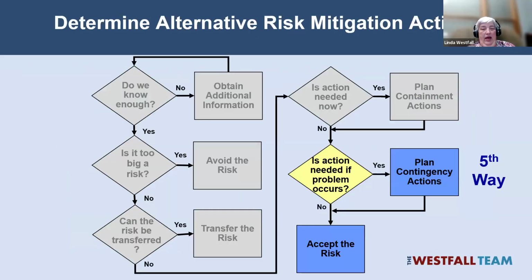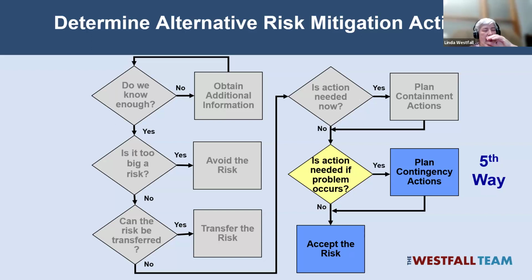And the fifth and final way of mitigating risks is those contingency plans. So even if we don't need to take containment actions, the risk is low enough, we just accept it, we're going to potentially decide to put contingency plans in place just in case. These are the plans that you hope to never have to implement, but you got them just in case. These are your disaster recovery plans.